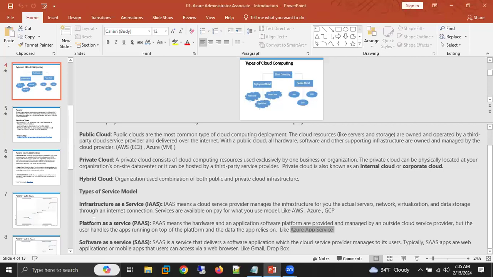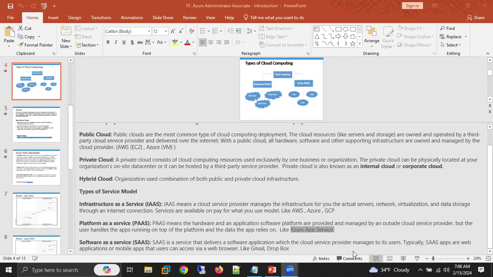Next, we have software as a service. We all are using Gmail. We all are using Dropbox. What are these things? These all are coming under software as a service.